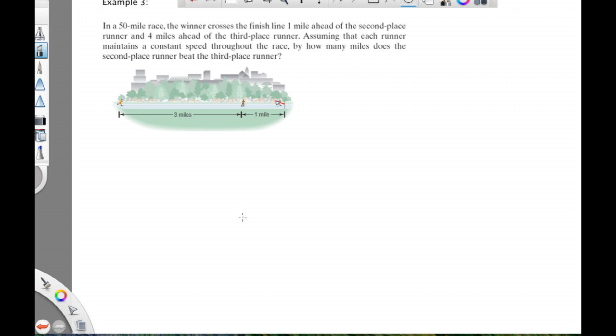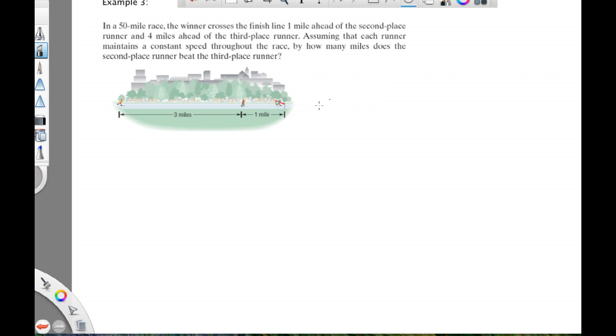In a 50-mile race, the winner crosses the finish line 1 mile ahead of the second and 4 miles ahead of the third, assuming each runner maintains a constant speed throughout the race. So that means that each runner maintains his or her own constant speed. So they don't have to be the same. Clearly they can't be, otherwise they don't finish at the same time. And then ultimately we want to know how many miles the second place runner beats the third place runner.